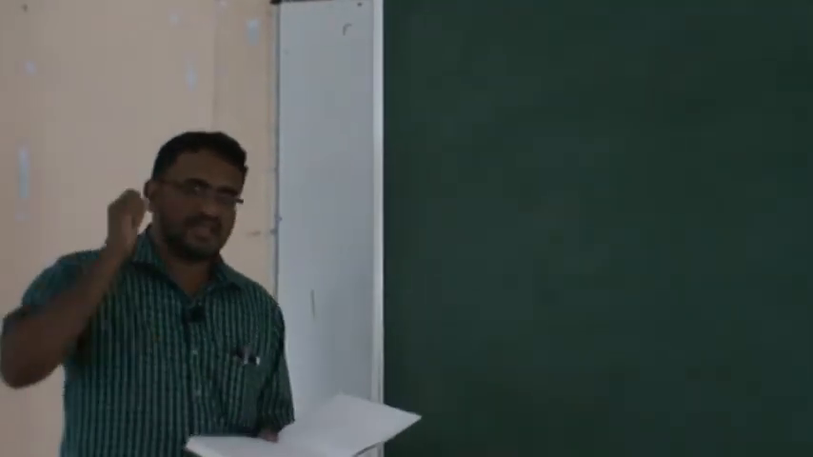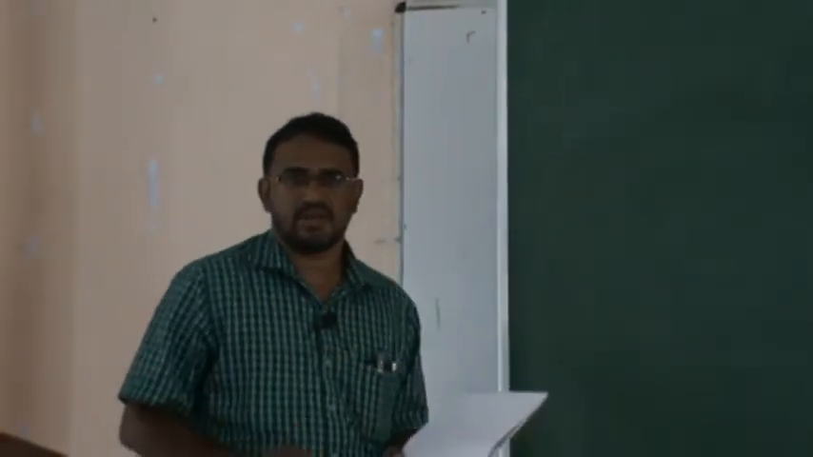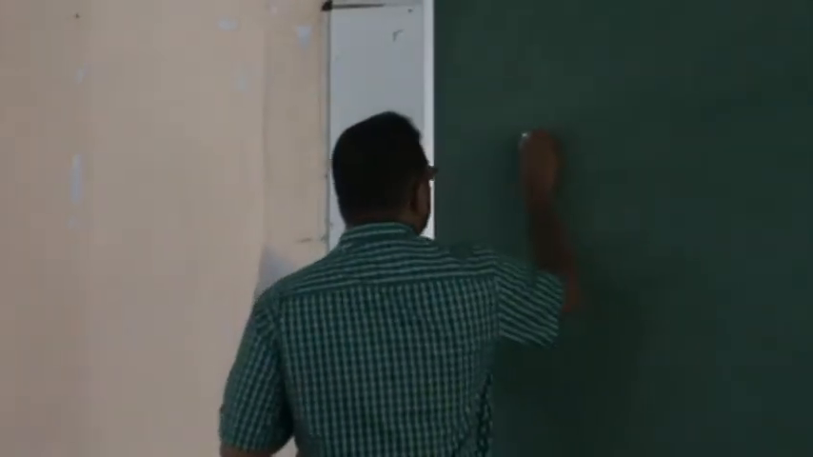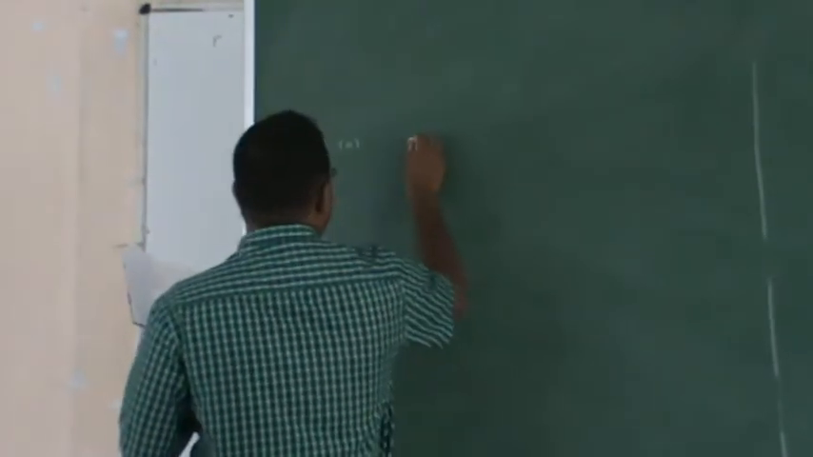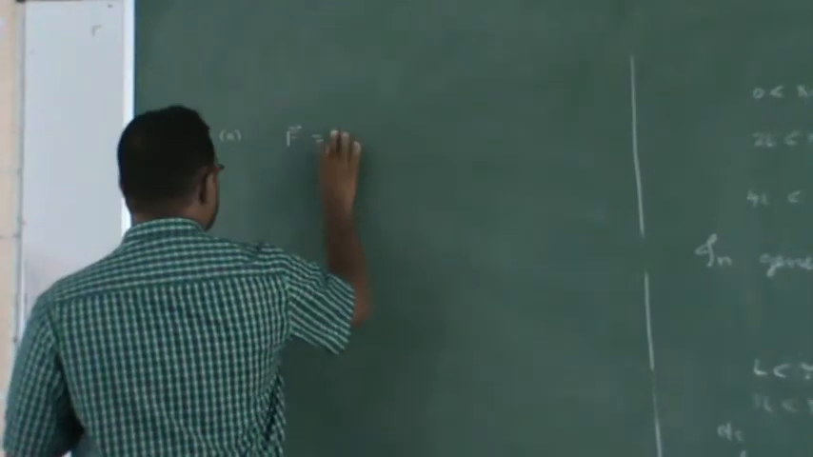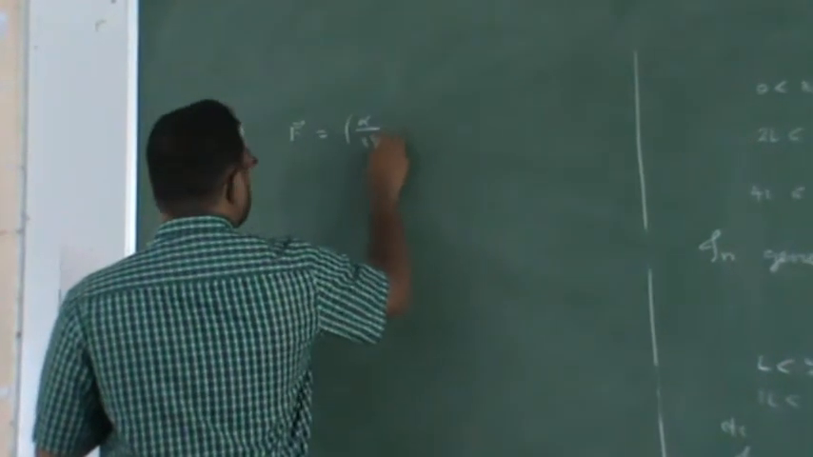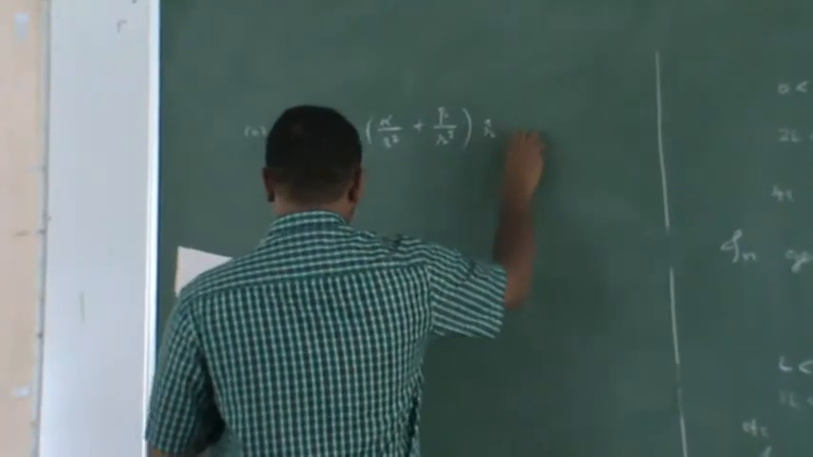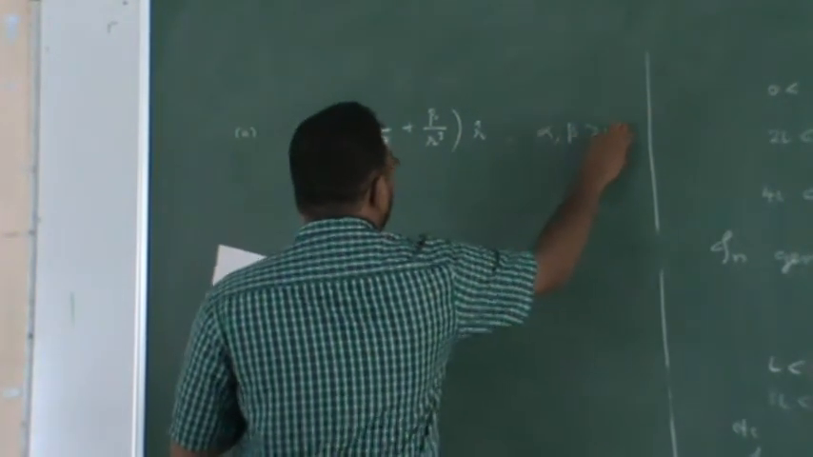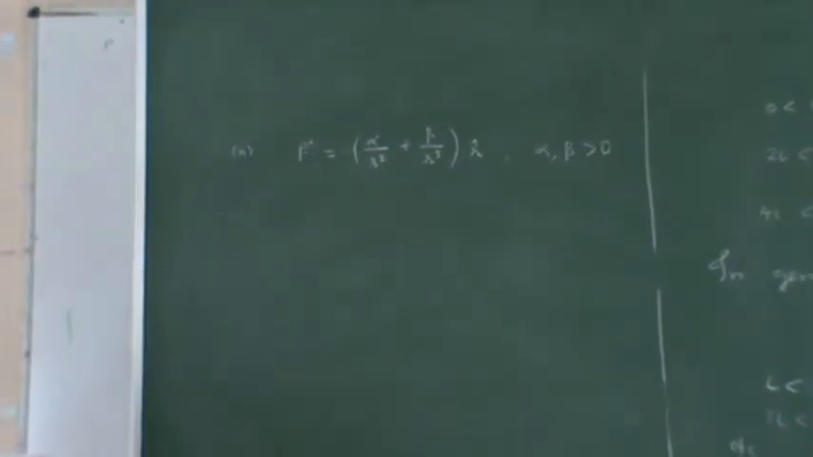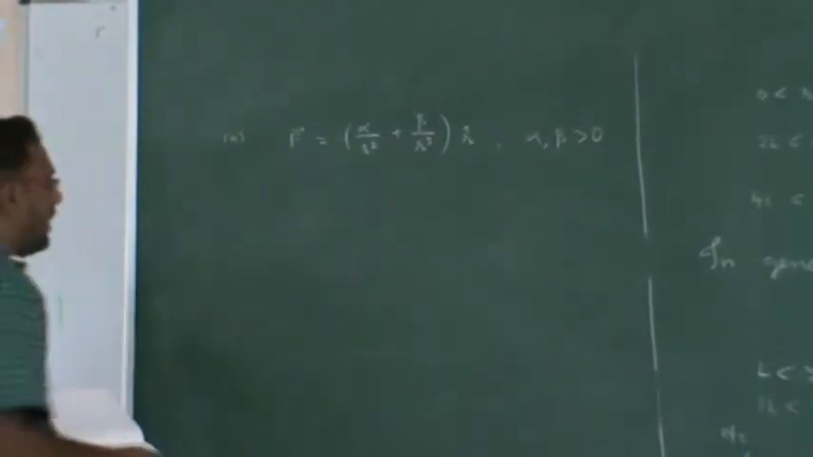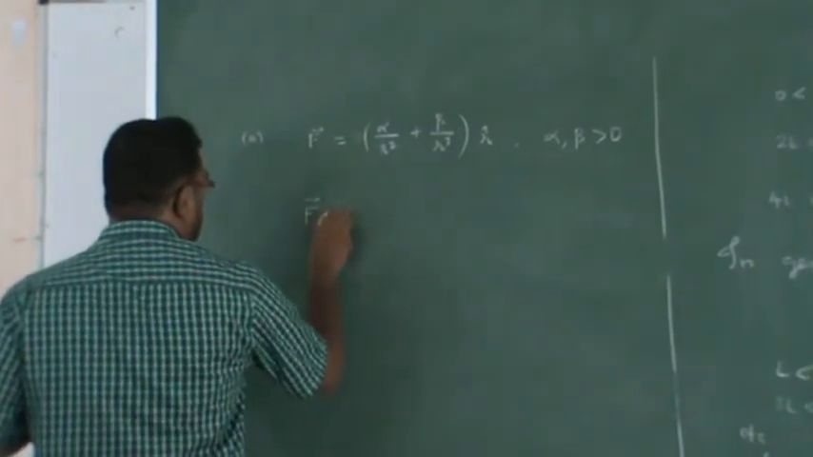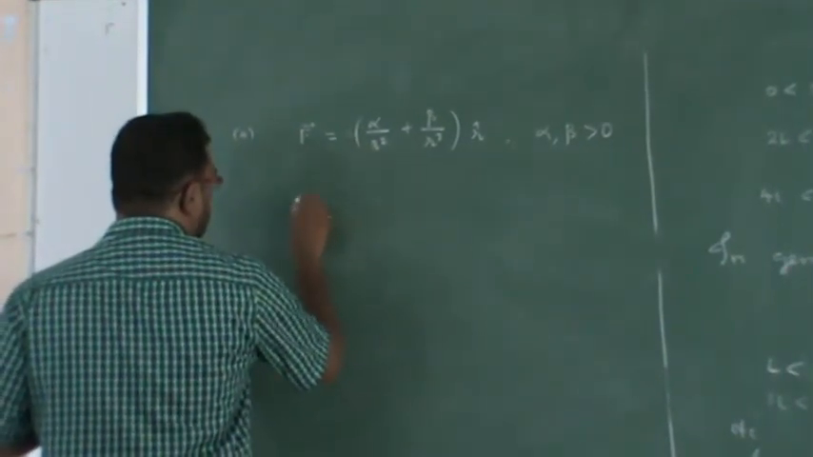This force field can be written as the gradient of a scalar function. That is the potential or potential energy. So F is equal to minus alpha by r square plus beta by r cube, r cap, where alpha and beta are greater than 0. Therefore, this is a repulsive force field.